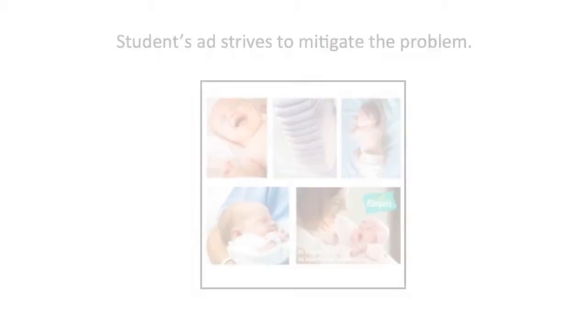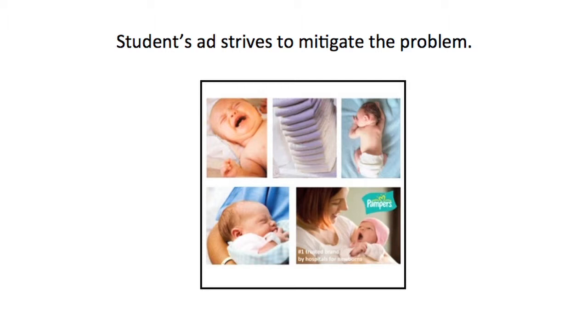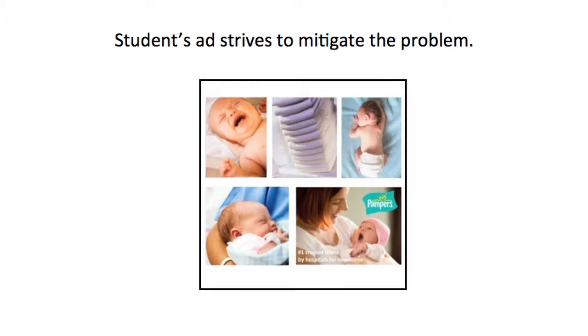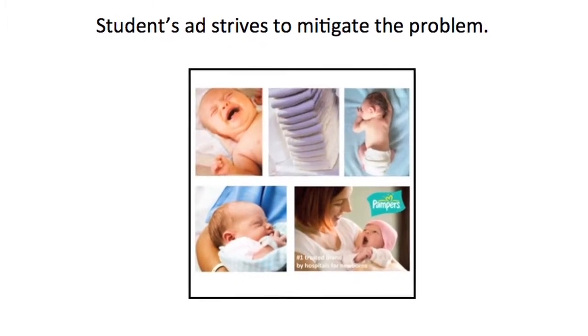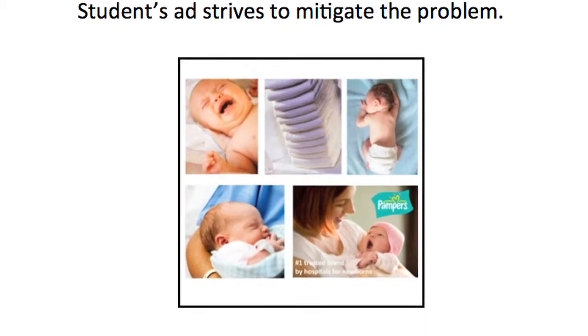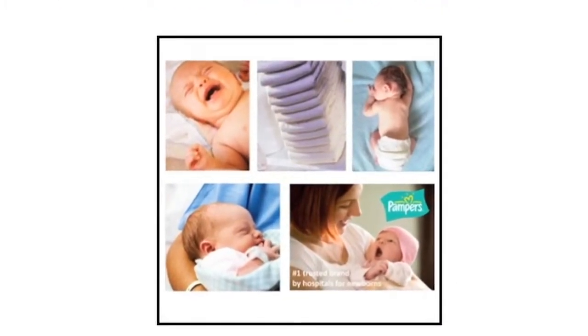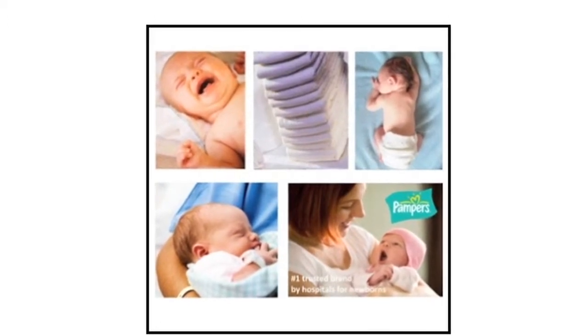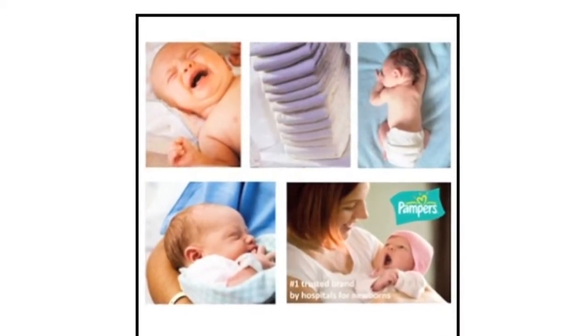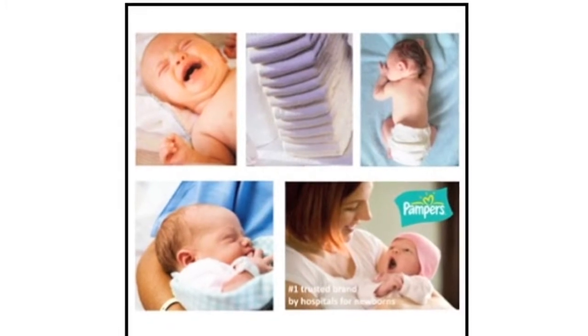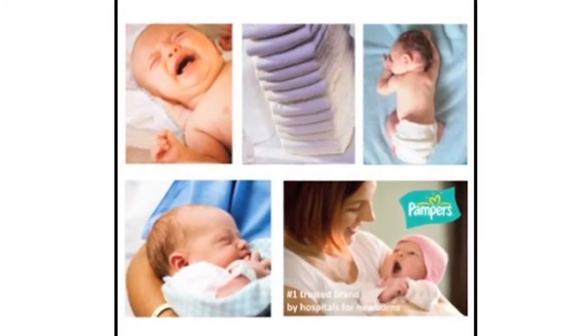One student's ad strived to mitigate the problem. Now here's a rough ad. What she did was she put together a number of photographs. You can see the first frame is an unhappy baby. The second frame is a stack of Pampers. The third, fourth, and fifth frames are happy babies. And the fifth frame, which you probably can't read, says #1 trusted brand by hospitals for newborns. So that communication mitigated the problem.